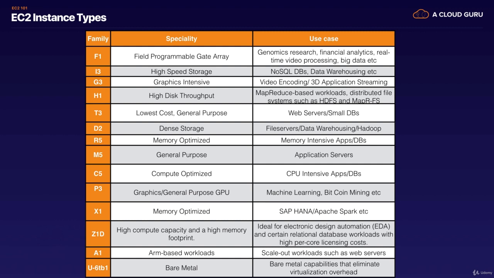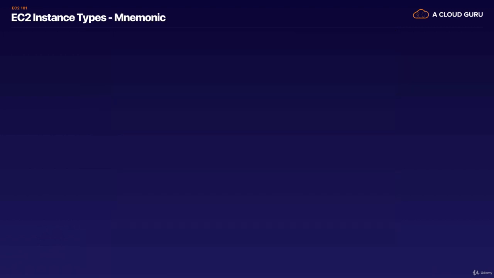So don't worry, you don't need to understand what each instance is and does for the Certified Solutions Architect Associate exam. When you do go on to do DevOps Pro or SA Pro, you will have to understand this a little bit better. It is good to learn it now, though, and to help you learn it, I've just made a mnemonic.